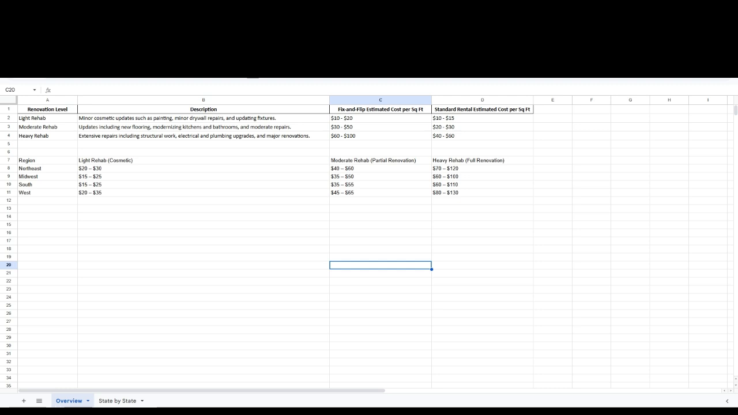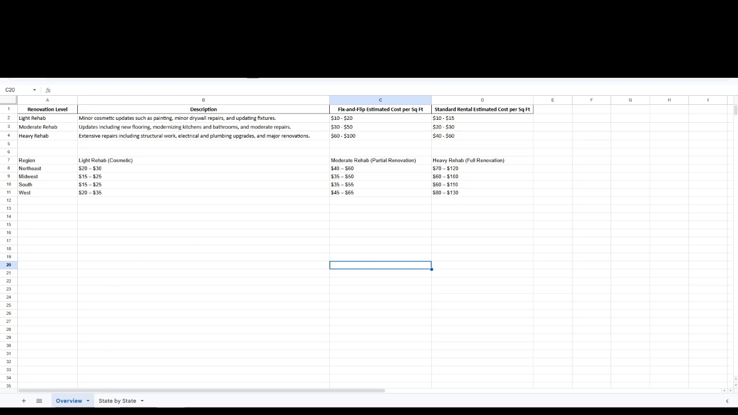Midwest, $15 to $25 for a light rehab. Same for the South. $30 to $35 to $50 for a moderate, and $60 to $100 for a heavy rehab. And that seems just about the same. Looks like it's $5 to $10 more for the South when it comes to moderate and heavy rehabs. And then in the West, $20 to $35 for a light rehab, $40 to $45 to $65 for a moderate, and $80 to $130 per square foot in a place like Cali, which, if you think about it, makes sense.